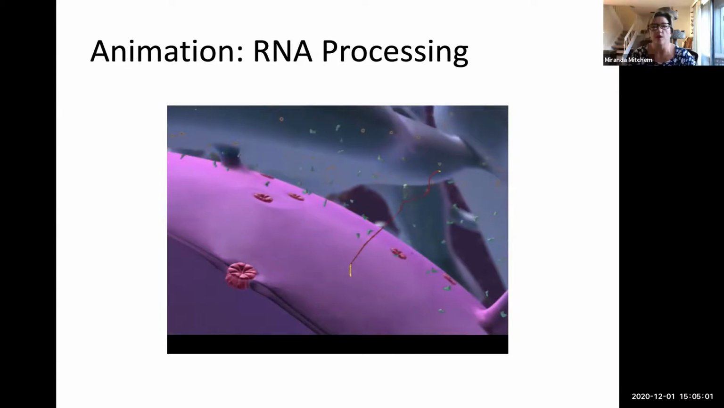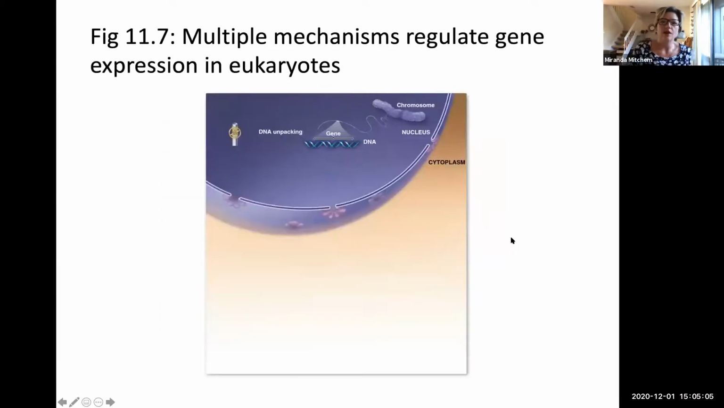Okay, so that is RNA processing. Okay, this is actually a complex figure. It summarizes and shows you the many different levels where gene expression is regulated in eukaryotic organisms. So please pay attention to the number of mechanisms that are present here. And it's important that we understand what's happening with each of these.